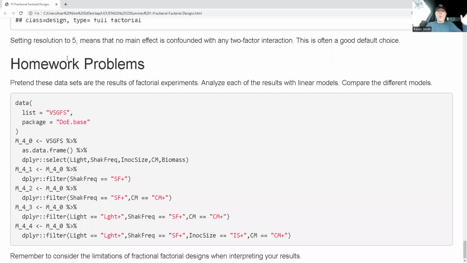All right, so now for the homework problems, what you're going to do, you're going to take the data set that's in the DOE base package and restrict it to just the two-level predictor variables and the target variable of biomass. And you're going to do linear models, and I want you to have hands-on experience just looking at these data sets, look at the difference between each of these levels, and then do linear models and see what's the difference in these models.